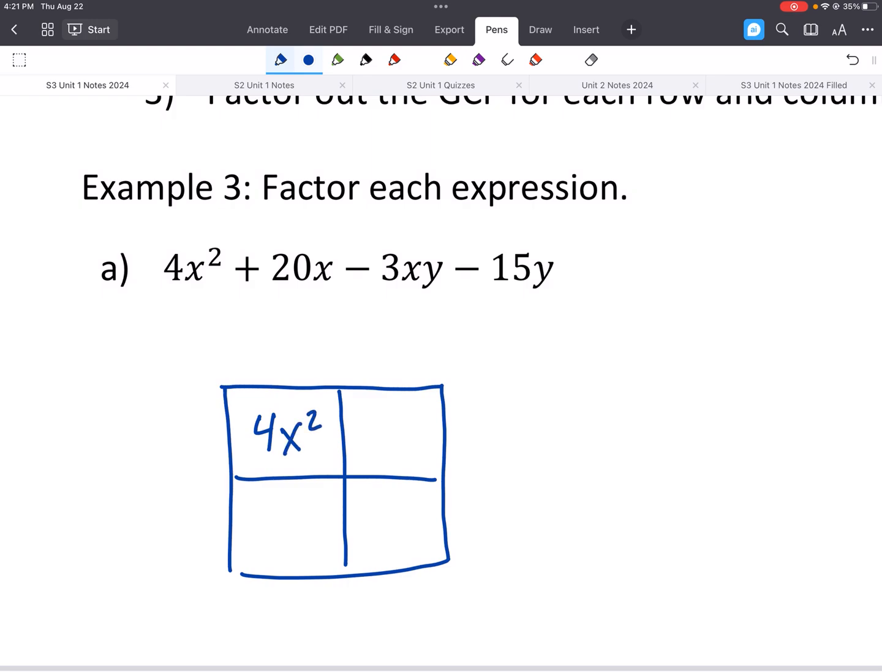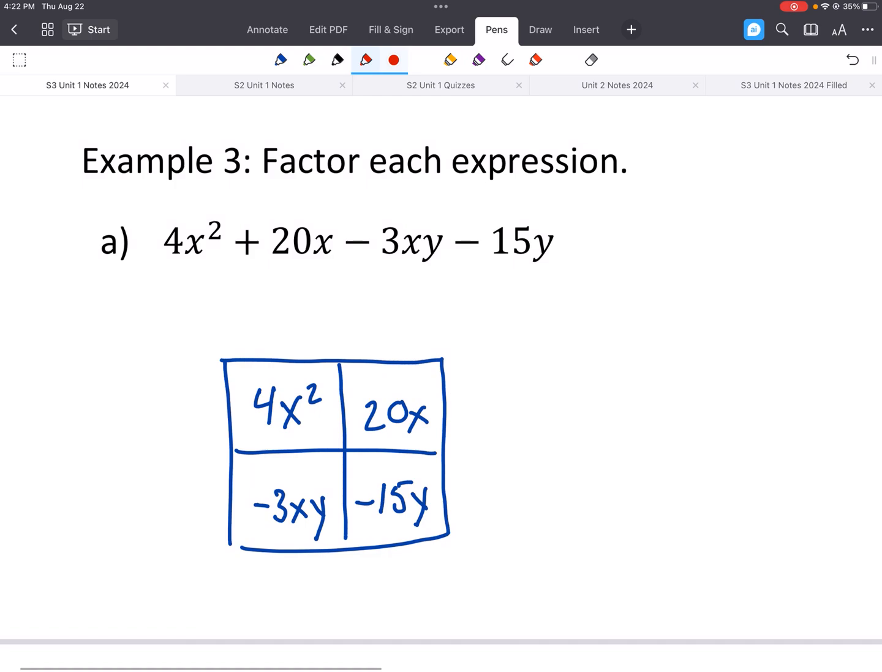So our first term is our first box. Our second term is our second box. Our third term is our third box. Just like you're reading a book, left to right, top to bottom. Okay? And then we just check for greatest common factors for each row and column.